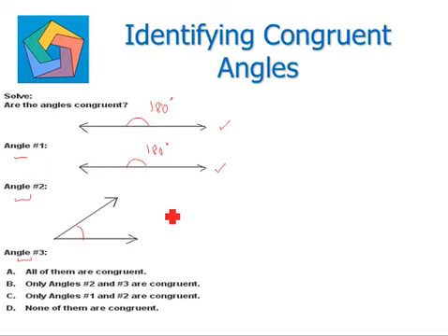So we have to find an option which says angle 1 and angle 2 are congruent, which is option C. Only angles 1 and 2 are congruent. Let's look at the next question.